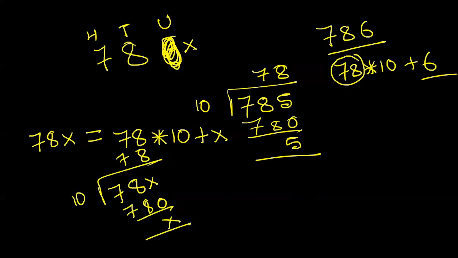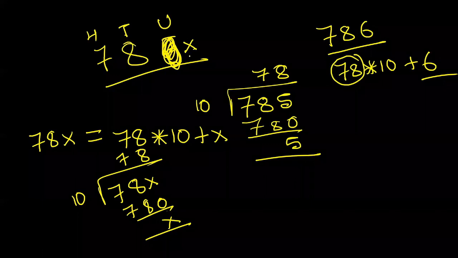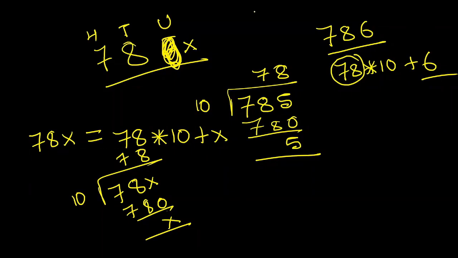So can I say that if you are looking at a number 78x, just find what the remainder is when you divide this number by 10, and then we will get the digit at the units place. Think about what I'm trying to say, guys.